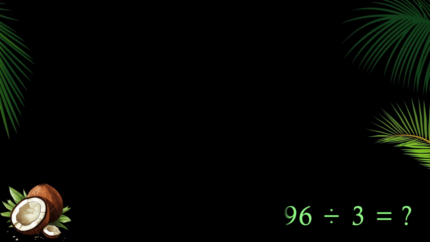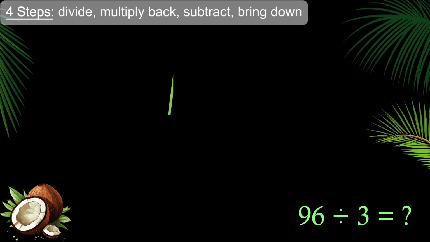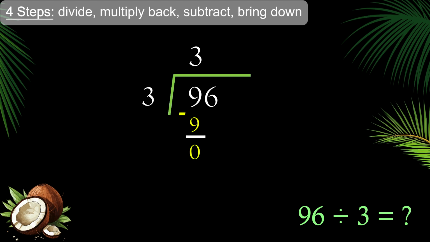Now, how about 96 divided by 3? You do it, I'll do it too. Then we'll compare. Ready. Set. Go! I got 32. High five if you did. If not, no worries. Let's keep practicing.